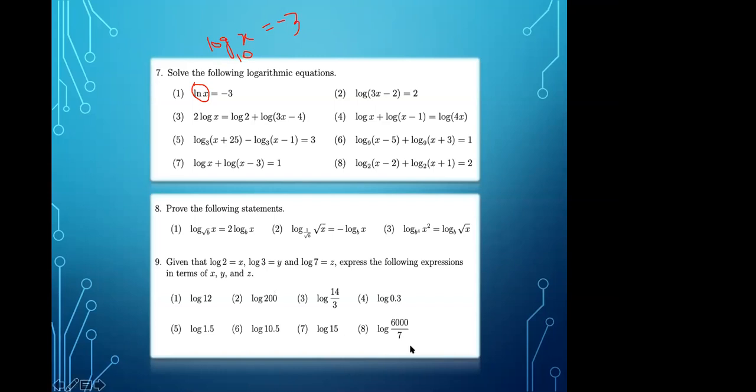Okay, everyone. Now, let's start with the first four. I guess this time everyone is getting them right. The first one is very simple, right? Log x with a base 10 equals minus 3, so 10 to the power minus 3, which means x is equal to 1 by 1000.